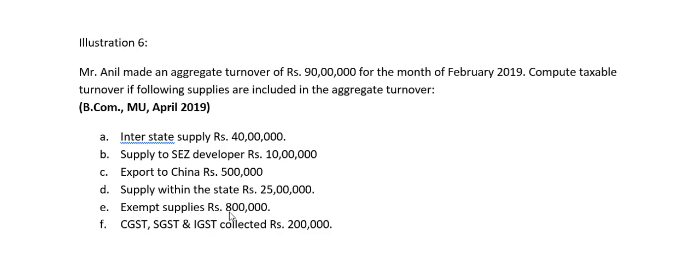Exempt supplies, rupees 8 lakh. The point itself makes it very clear. It is exempt from taxation. So this 8 lakh should be deducted. CGST, SGST, IGST collected, rupees 2 lakh. Is this a turnover? No, but still it has been included there. So what should we do? Obviously we should deduct that, isn't it?